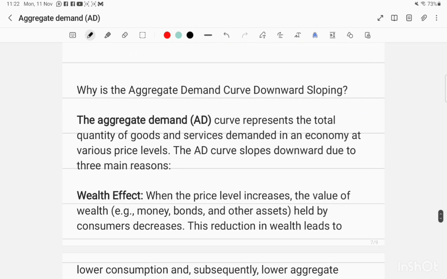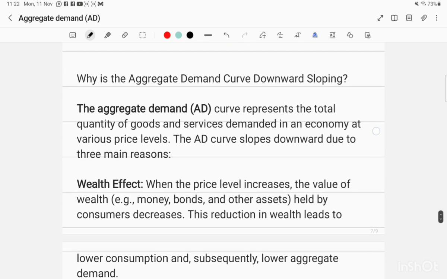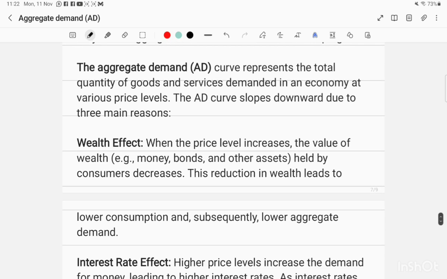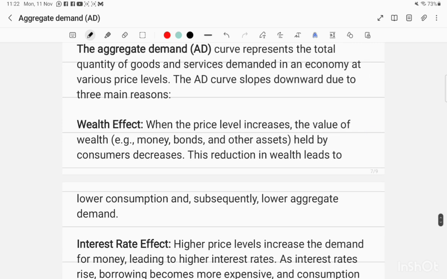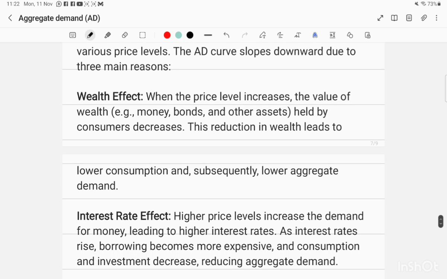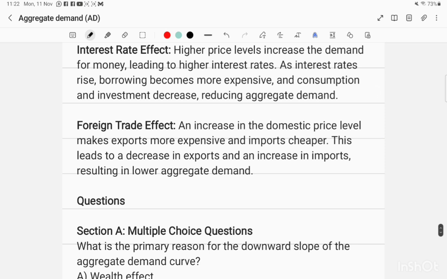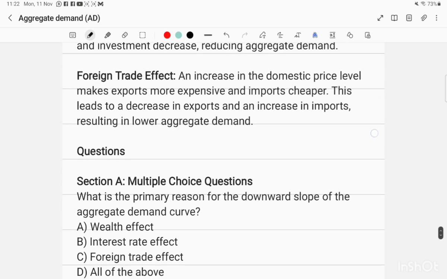There are again the questions. There is a brief introduction again, as we can see over here. The aggregate demand curve represents the total quantity of goods and services demanded in an economy at various price levels. The aggregate demand curve slopes downward due to three main reasons: one is the wealth effect, second is the interest rate effect, and third is the foreign trade effect.